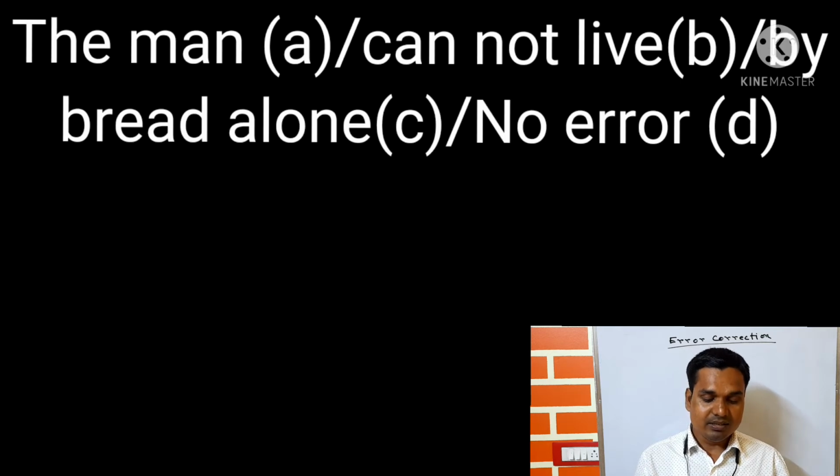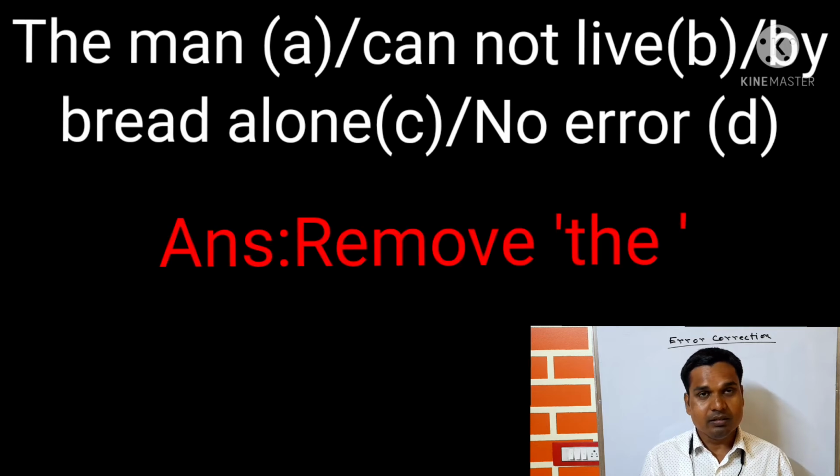The third sentence: the man cannot live by bread alone. Find out the error. Yes, the error is in the first word of the sentence. Omit the, because here man is used as a common noun, not a particular one. General man: man cannot live by bread alone, not the man. We are not denoting a particular man, just the common man.